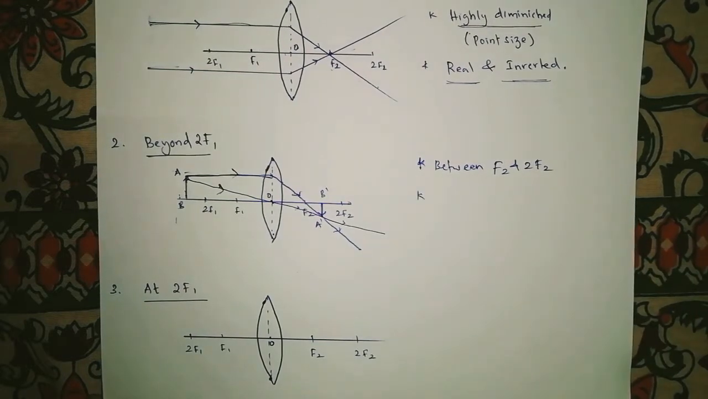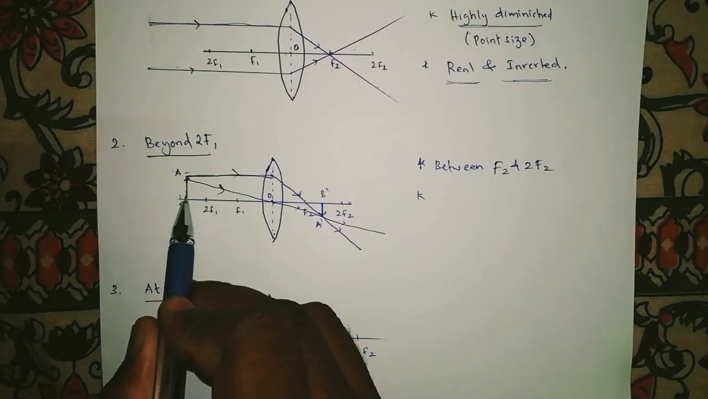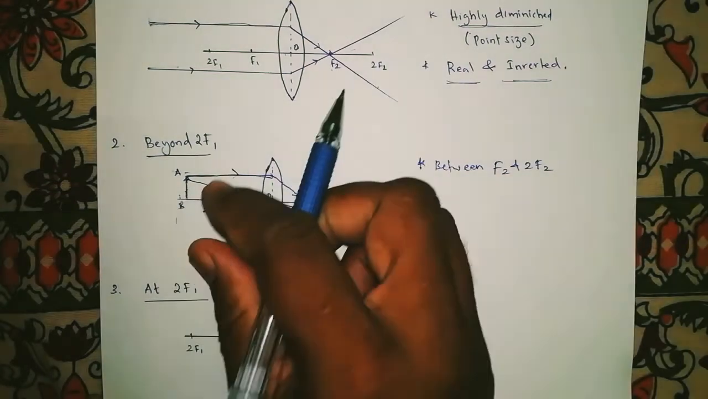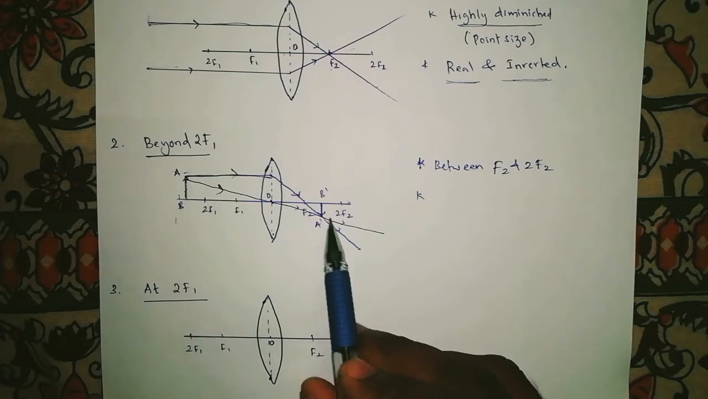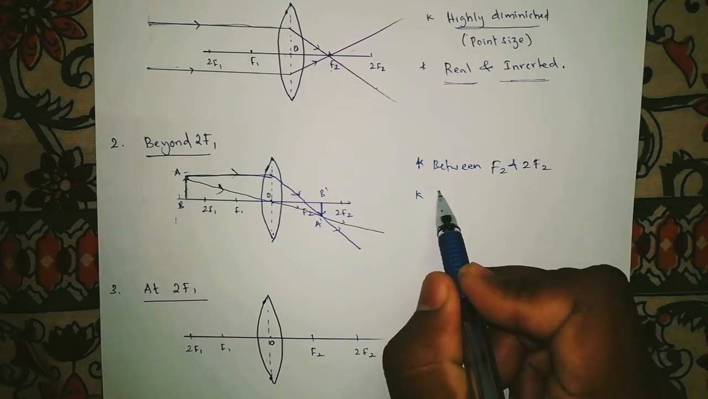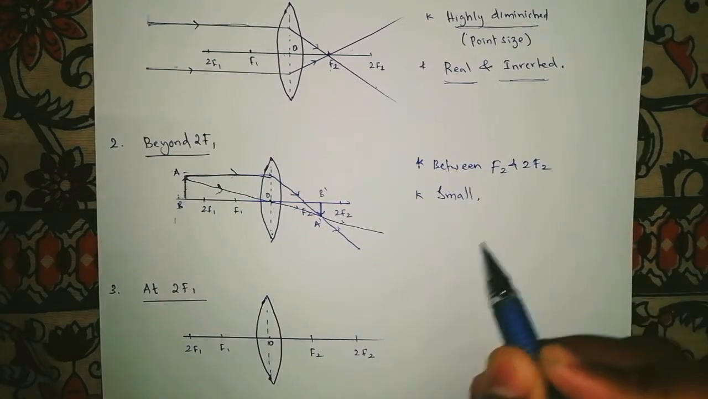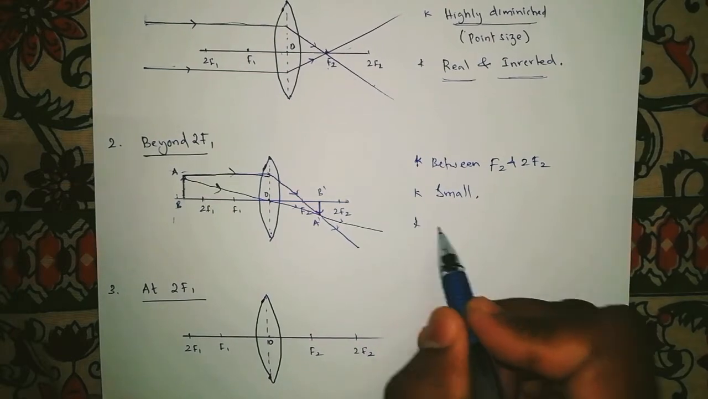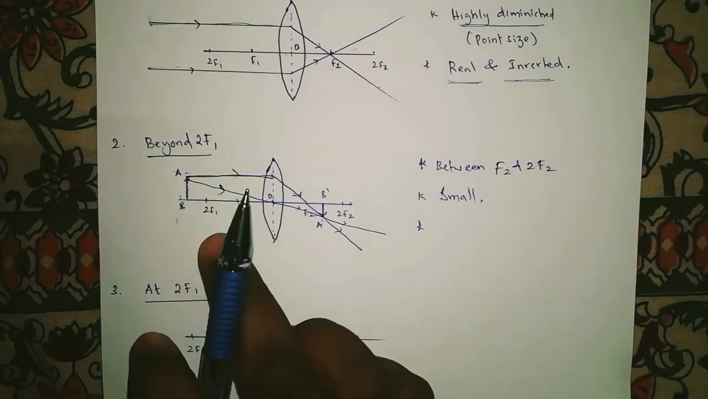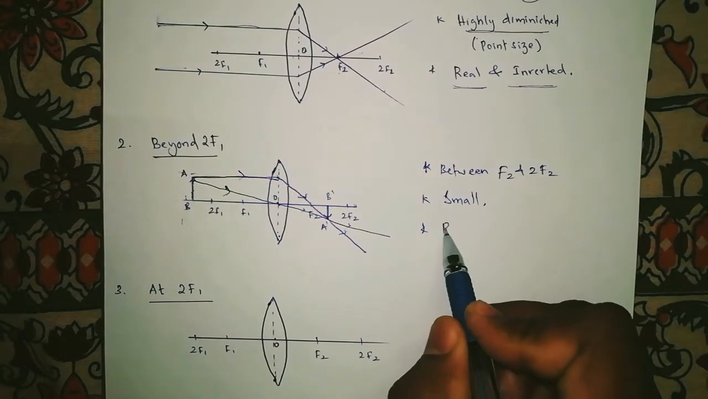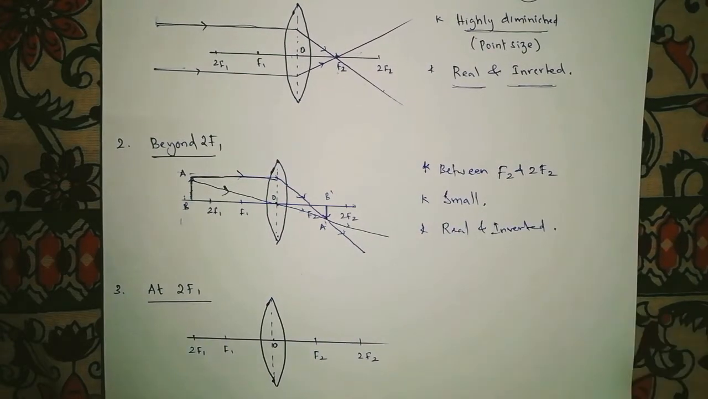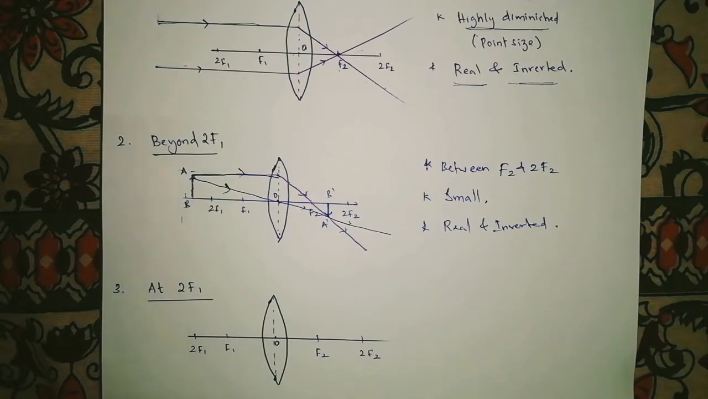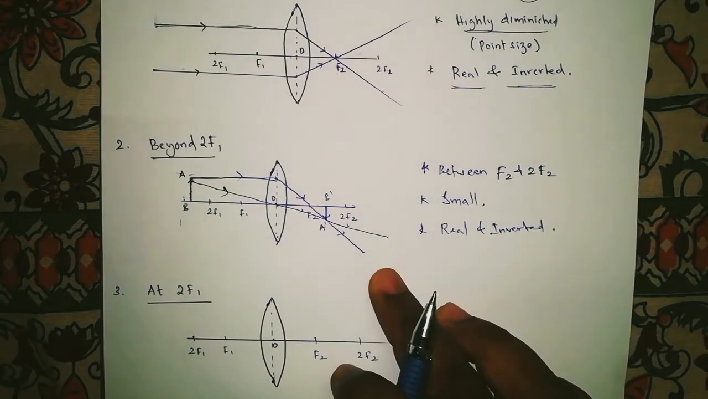And what is the size? You see that, compare the image size here, sorry, object size, little bigger, right? Little bigger. And see the image size, very smaller. So I can write it as small. Size will become small. And always this convex lens, they produce a real and inverted nature. Real and inverted in nature. I hope you will understand this.